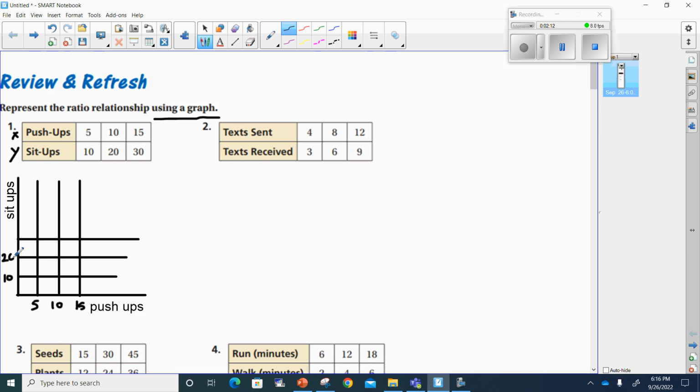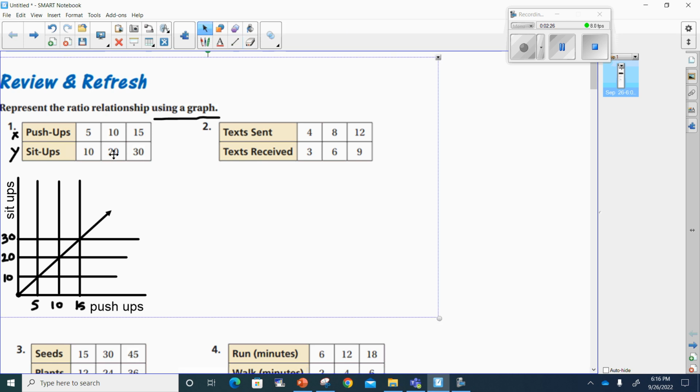And you notice I made my graph as easy as I could for myself. There's nothing to say that I can't scale this like I want. And then I'll put my arrow coming from here and going through all three of these points. And I might even go as far as to label these.